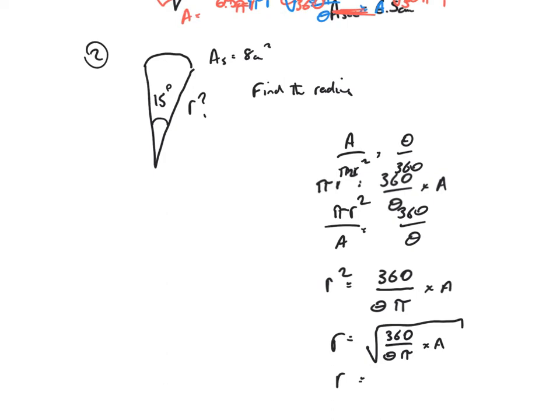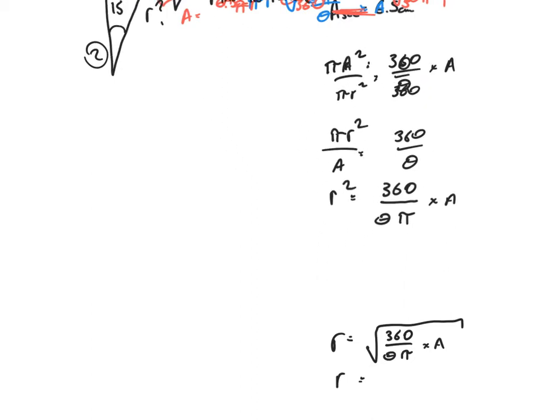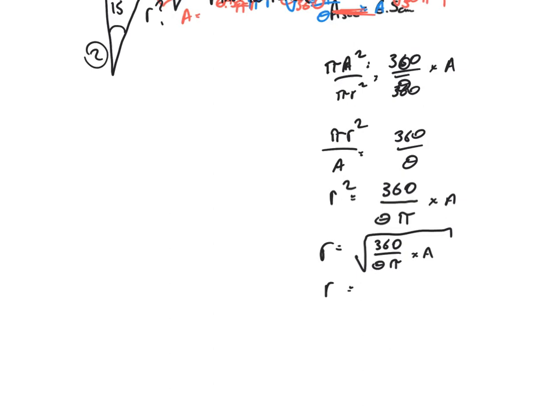So I know that the angle is 15 degrees and the area of the sector is 8. Okay, so the angle at the centre is 15 degrees and the area is 8. So that's 360 over 15 pi times 8. Pick up the calculator and enter it in. And to one decimal place this time, that's 7.8 centimetres.